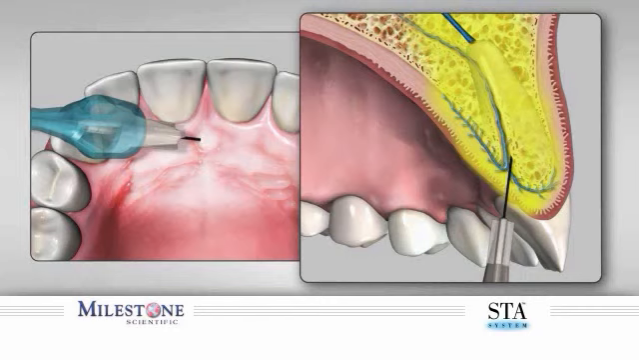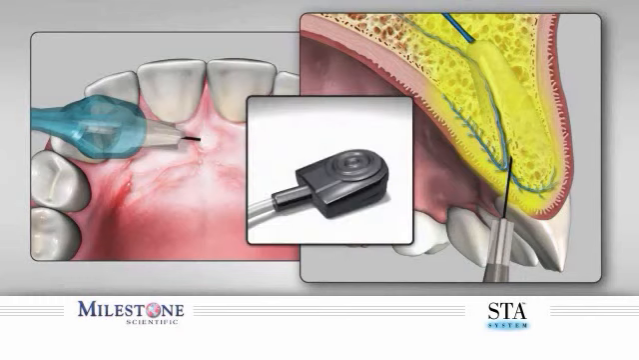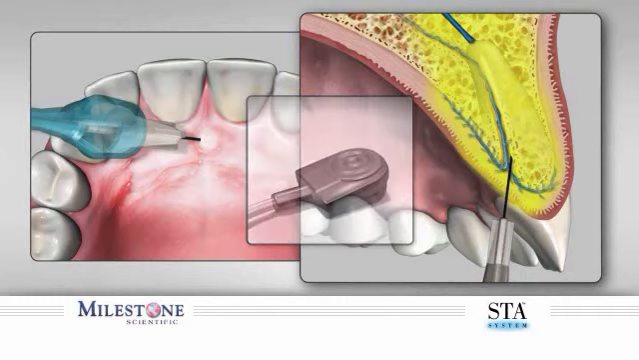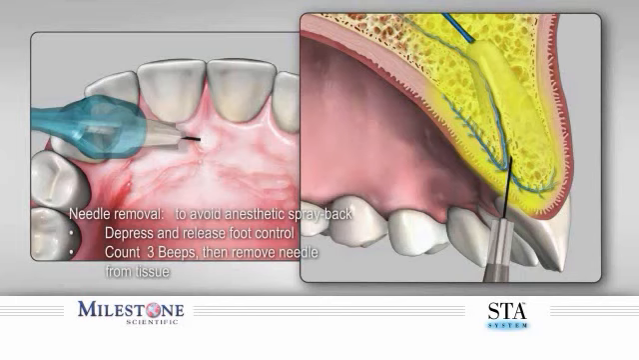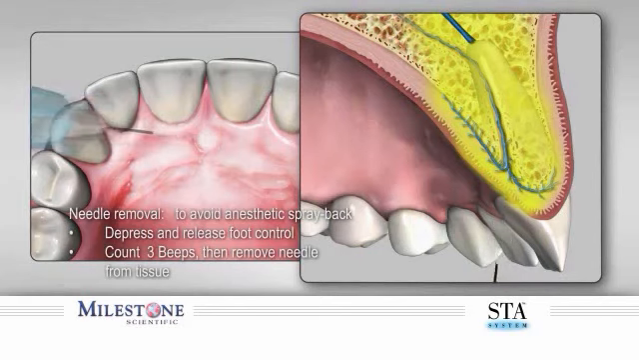To avoid anesthetic sprayback during needle removal, use the following needle removal technique. While the needle is still embedded in the patient's tissues, depress and release the foot control pedal, count 3 beeps after releasing the foot control, and then totally remove the needle from within the patient's mouth. Direct the needle away from the patient, as a small amount of anesthetic solution may still be present.